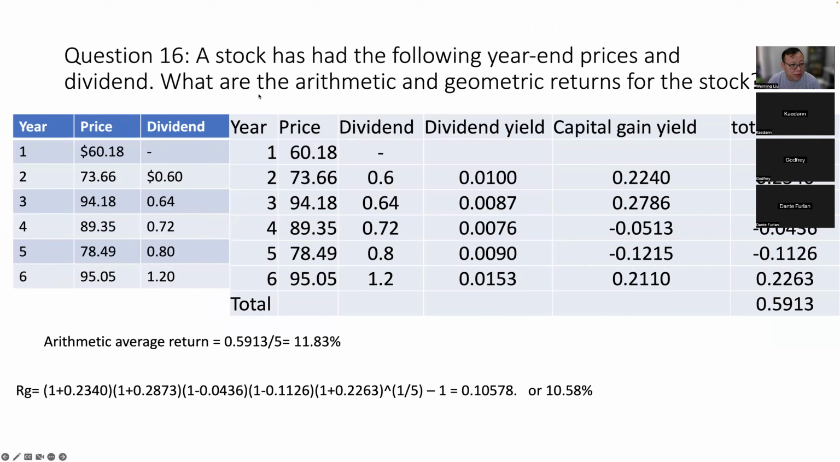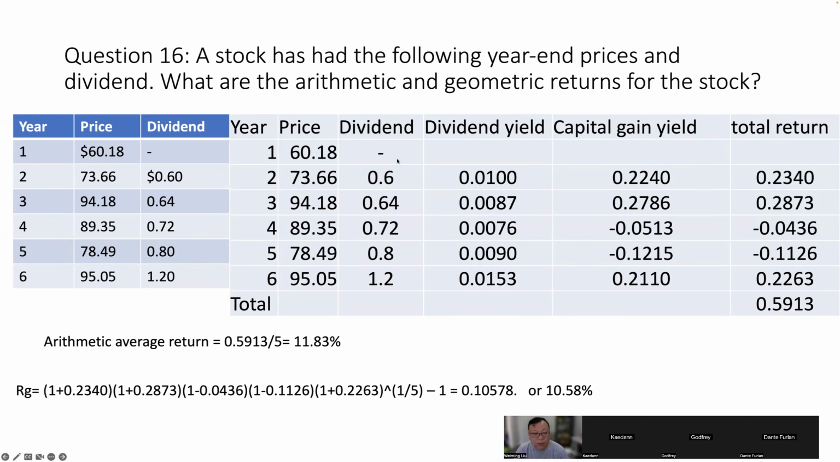Okay, so this question is question 16. Question 16 is from the textbook. So what do we have here? We are doing a stock that has had the following year-end prices and dividends. What are the arithmetic and geometric returns for the stock?